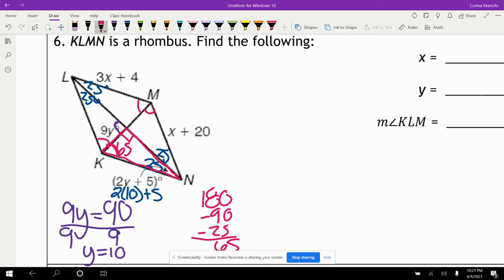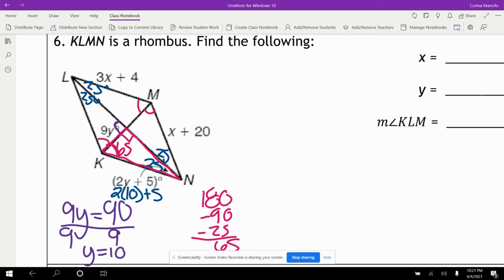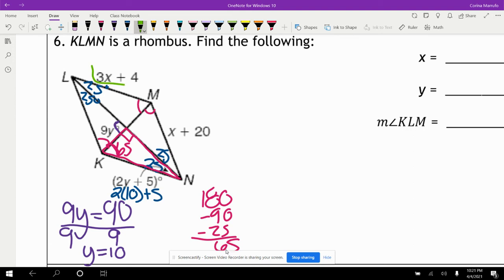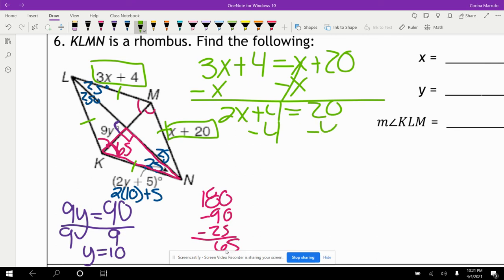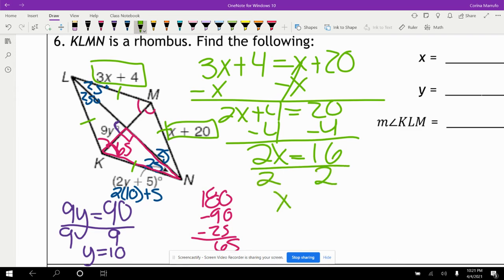Okay. Now, also because this is a rhombus, they do tell us that this side here is 3x plus 4 and this side here is x plus 20. Well, because it's a rhombus, all the sides should be equal. So 3x plus 4 should equal x plus 20. We're going to solve for x. So I'm going to subtract the x first. This cancels. We get 2x plus 4 equals 20. We subtract the 4, and we get 2x equals 16. We divide both sides by 2, and we get x equals 8.